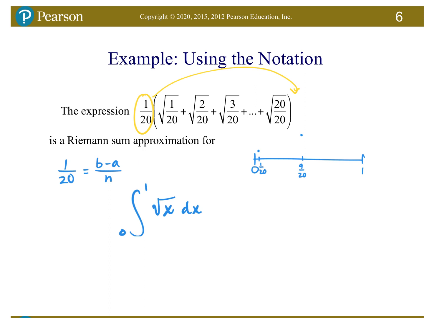So that Riemann sum, that Riemann approximation, is equivalent to the integral from 0 to 1. So notice there's no 20s anywhere. It's very simple. It's simply 0 to 1, 20 pieces, spread out under the square root curve. Okay, I'm following the square root curve.